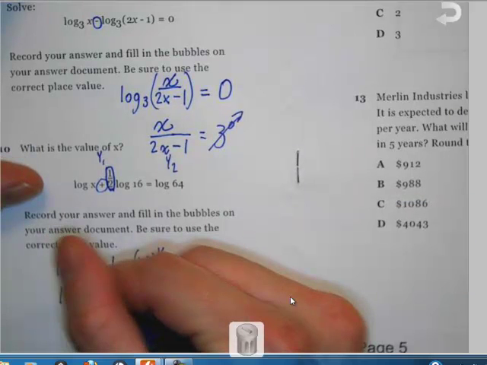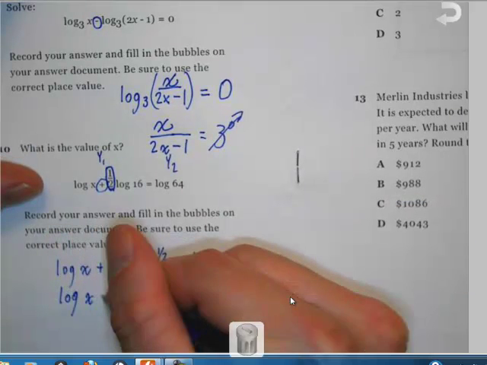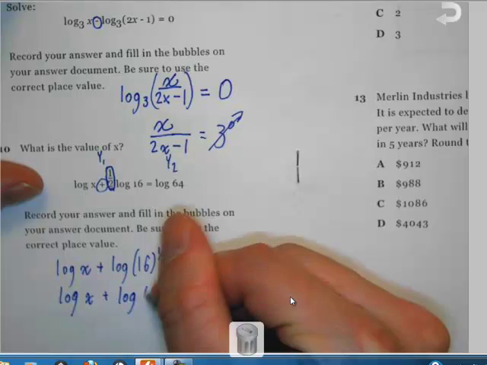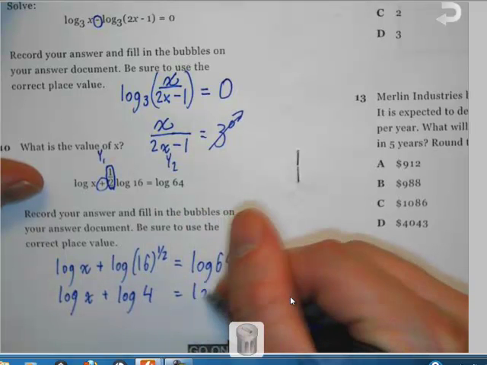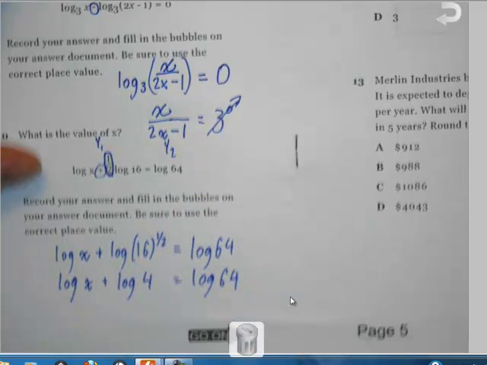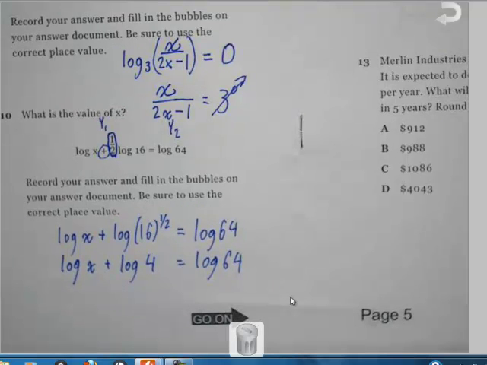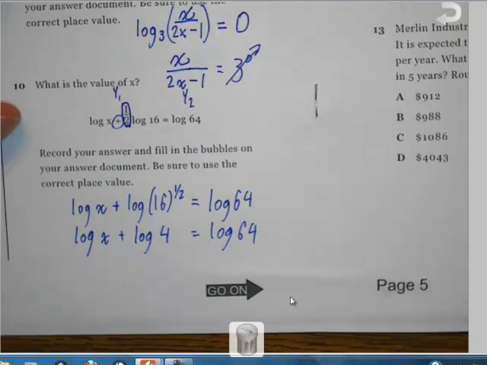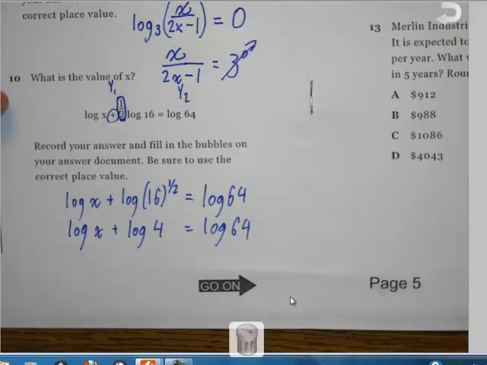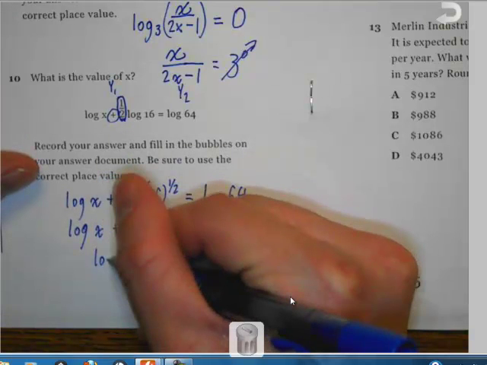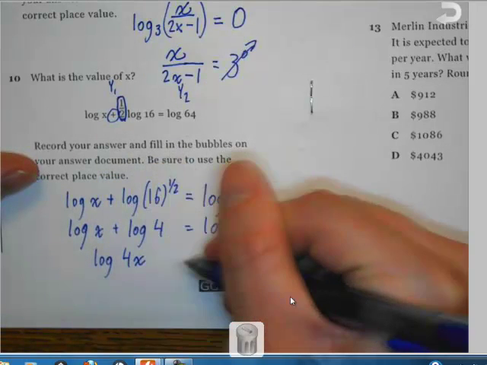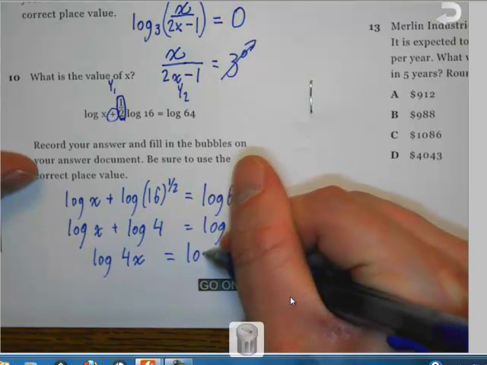Well, so now we have the log of x plus the log of 4 is equal to the log of 64. Now, I know it's tempting to subtract the log of 4 from both sides and say that the log of x is 60, but that's not what you do. When you're adding logs, you're actually multiplying the terms. So now you have the log of 4x is equal to the log of 64.